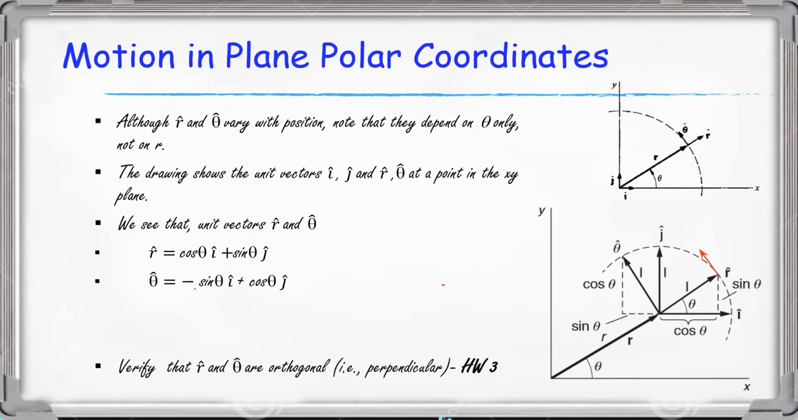And your third homework: verify that r cap and theta cap are orthogonal. By orthogonal, it means they are perpendicular to each other. Prove it mathematically and not from the figure. Mathematically prove that r cap and theta cap are orthogonal.